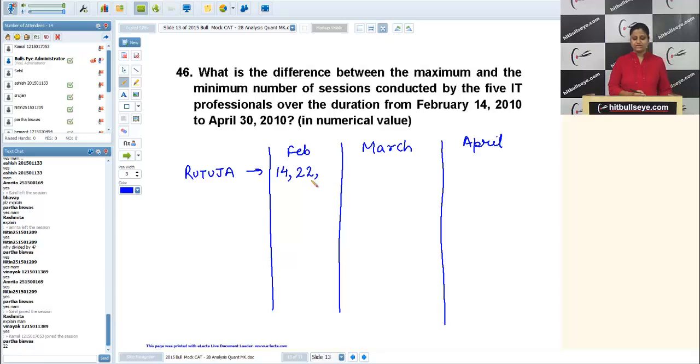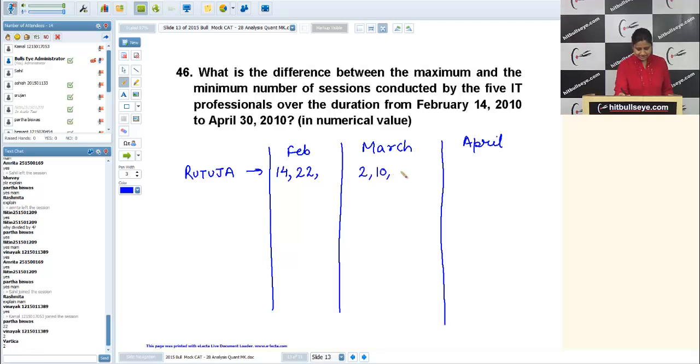But see, February 2010 will contain how many days? 28 days. So, what will be the next date? That will be March 2nd. Then the next day will be 10th. Then the next day will be 18th. The next day will be 26th. Now, March contains 31 days. So, if you add 8 days to 26, you will get 34. So, what will be the next date? That will be 3rd of April.